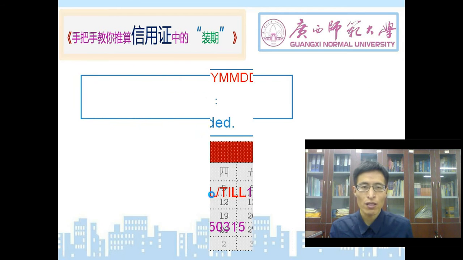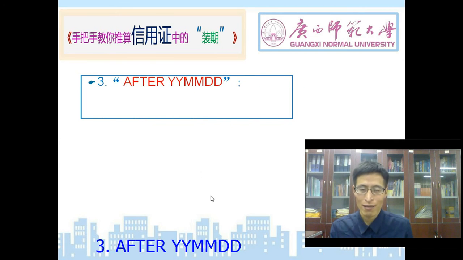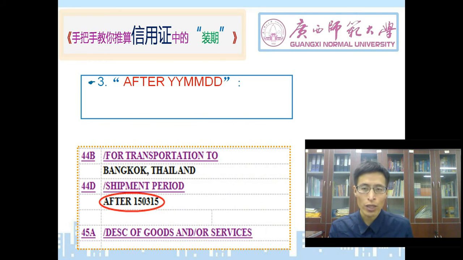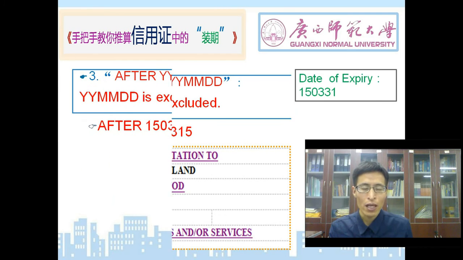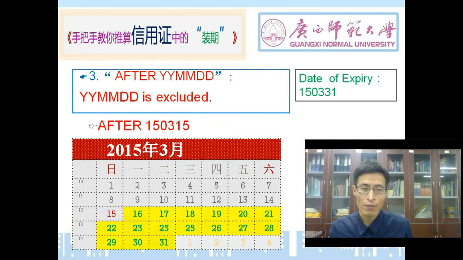Then let's go on to the third expression about shipment period, that is after YYMMDD. In this situation, YYMMDD is excluded. That means it shouldn't be included in this shipment period. Let's use after 15/03/15 as an example. And also we use the calendar to illustrate our understanding about these periods of time of shipment. Here we also suppose the date of expiry is 15/03/31.